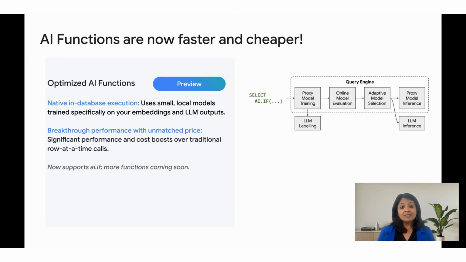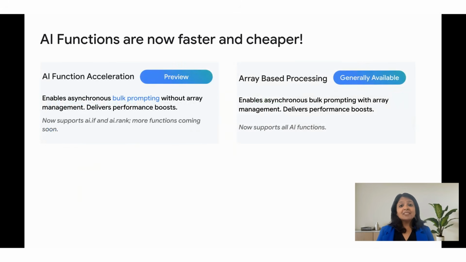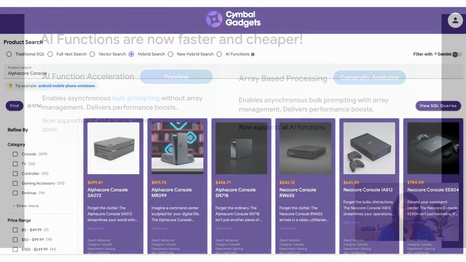In benchmarks that we have done, we've seen the ability to process up to 100,000 rows per second at less than one tenth of a cent. And this is up to 23,000 times faster and up to 6,000 times cheaper than doing row at a time LLM calls. We also have asynchronous bulk prompt methods, AI function acceleration, and array based processing that can boost performance. So, with that, let's visualize what we learned about AI functions through a demo.